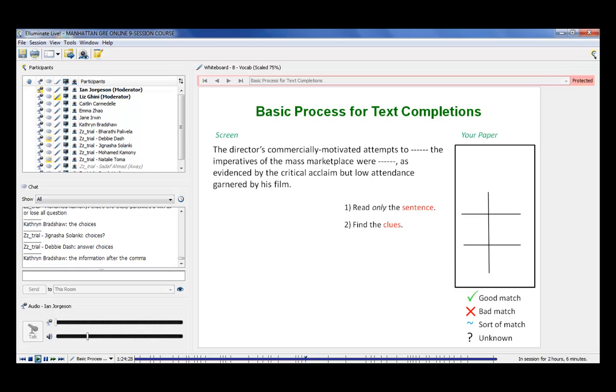Okay, the information after the comma, I agree. That comma is probably pretty important, right? As evidenced by tells me that what comes after the comma is going to indicate what happened. It's evidence, it's proof, it's an example that shows what meaning I should attribute to the blanks. Sometimes we need to reorder the sentence: this guy got critical acclaim. In other words, the critics loved his movie, but the people didn't. He didn't get a lot of people attending his movie. What else is a clue?